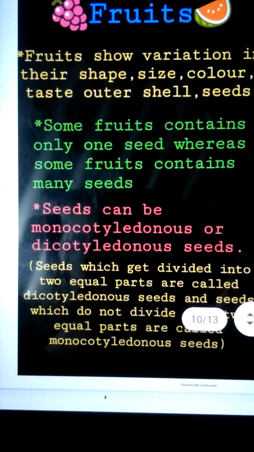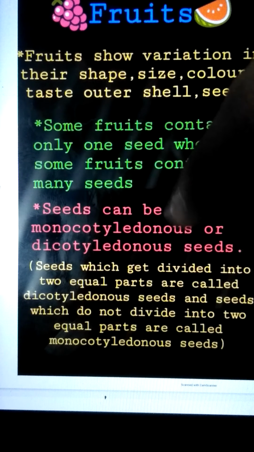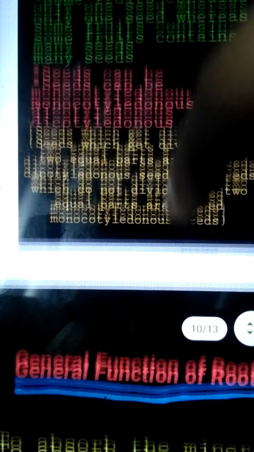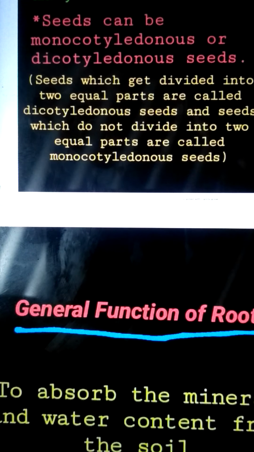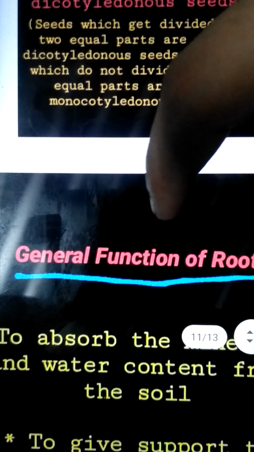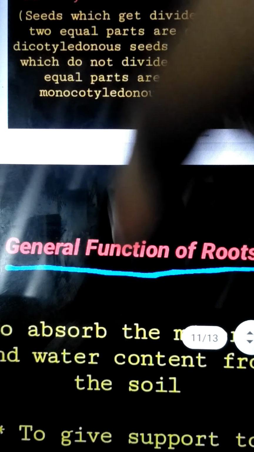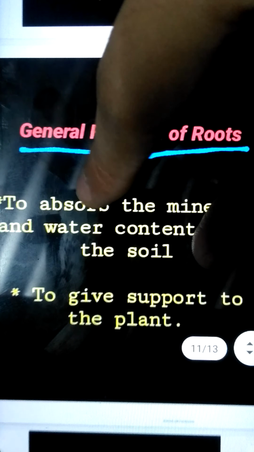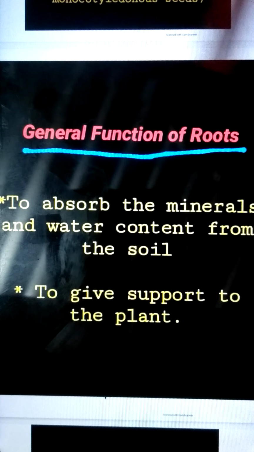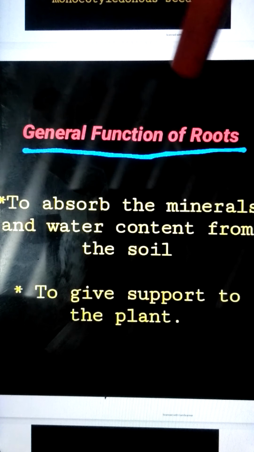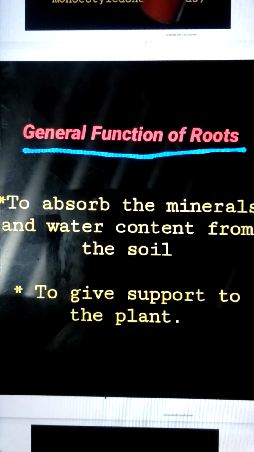So with this we have learned about the structure of roots, stem, leaves, flowers, fruits, and we get a basic idea about the fruits. Now let's see the general function of the roots. What are the functions of the root, stem, and leaves? Okay, so function of roots. We have learned structure. Now let's see the basic general function. It means, what are the simple general functions of the roots.